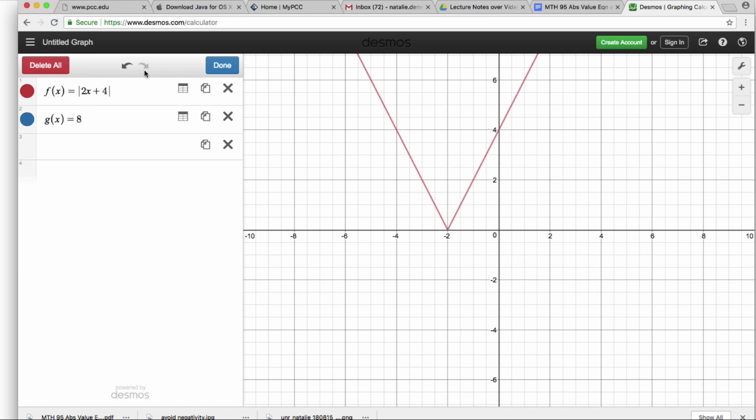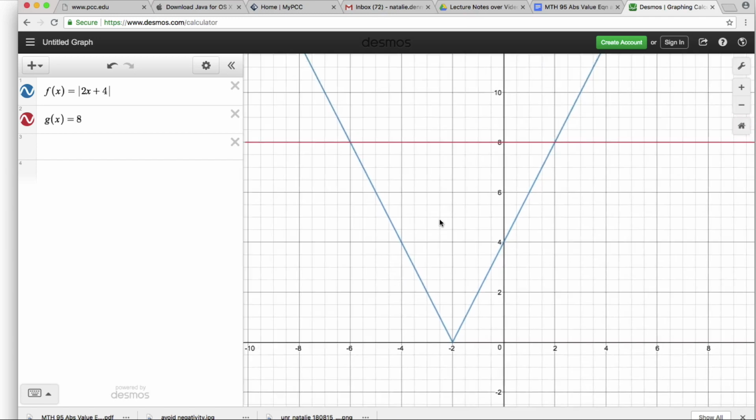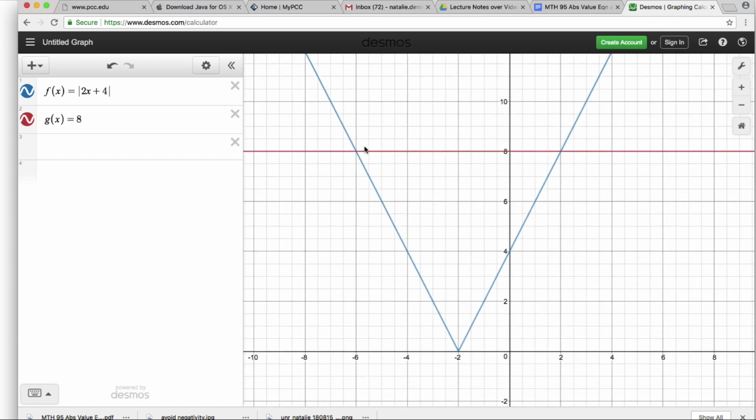Okay, so if I want to change the colors, here I'll do that again for you. I go to settings in this gear, and then I can change the color. I'm going to change that one to red, and I'm going to change this one to blue because that's what it was on my notes. I do like to color code things. It makes it easier to understand sometimes. And if I drag the graph down, I see my red line through 8.